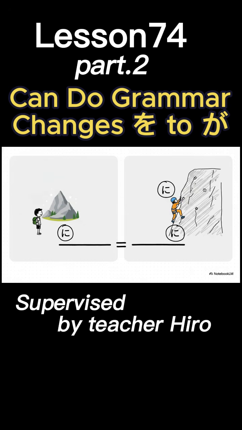And here's our second case. That whole rule about switching to ga, it only applies to the direct object marker o. That's it. All the other particles, like ni here, which is telling us the destination, they just stay put. They don't care that the verb changed to its potential form.